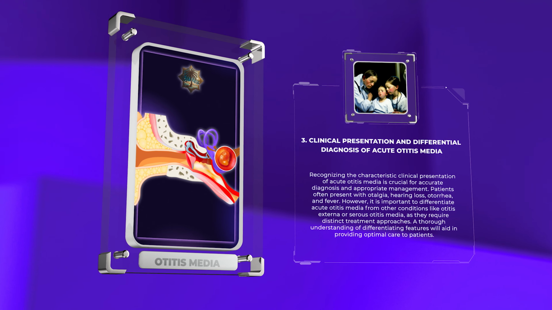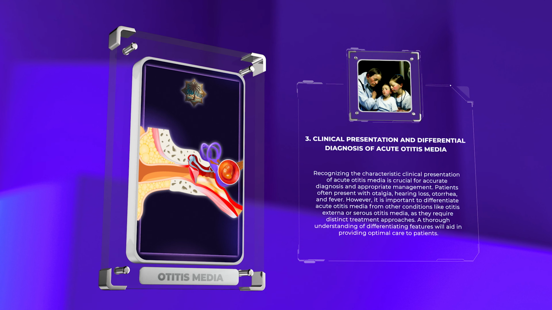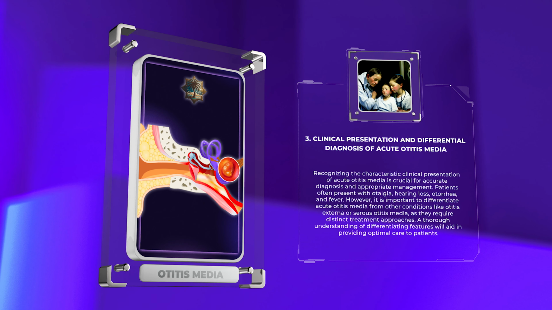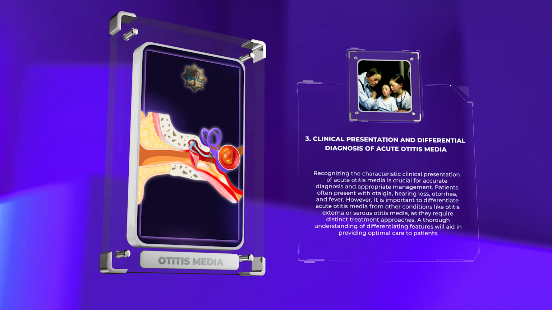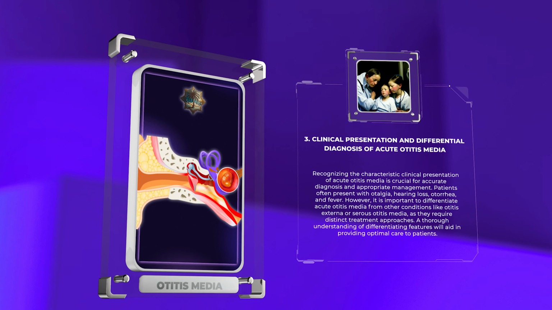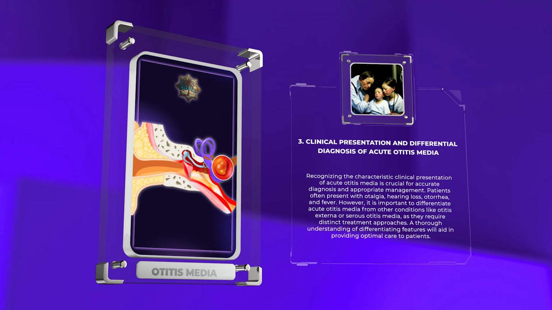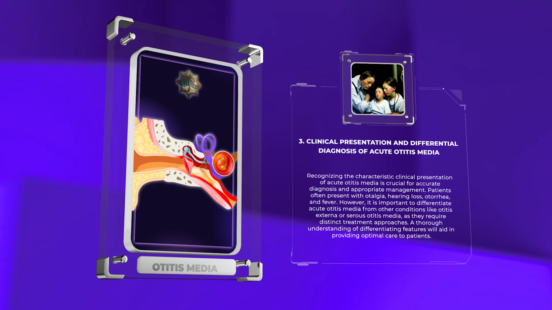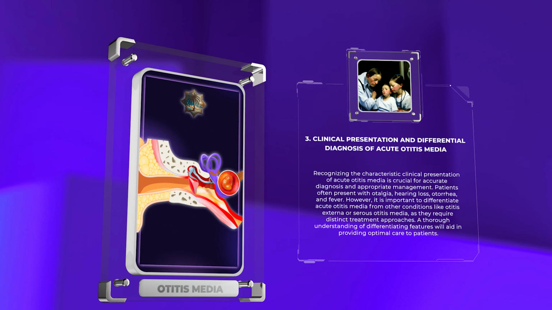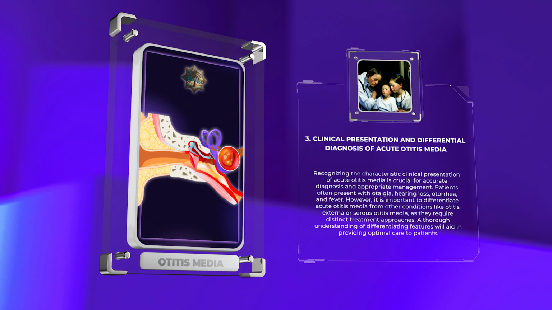Recognizing the characteristic clinical presentation of acute otitis media is crucial for accurate diagnosis and appropriate management. Patients often present with otalgia, hearing loss, otorrhea, and fever. However, it is important to differentiate acute otitis media from other conditions like otitis externa or serous otitis media, as they require distinct treatment approaches. A thorough understanding of differentiating features will aid in providing optimal care to patients.